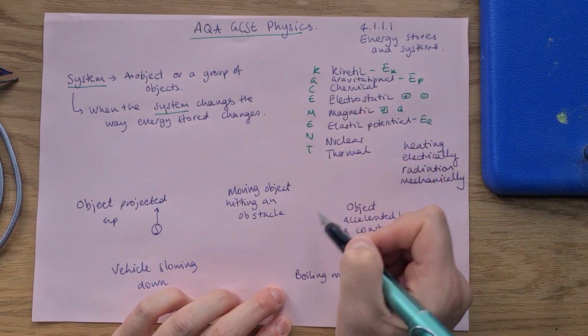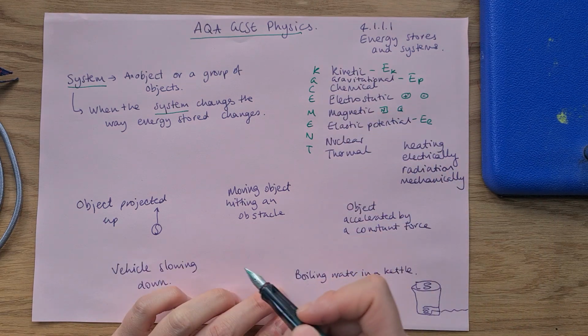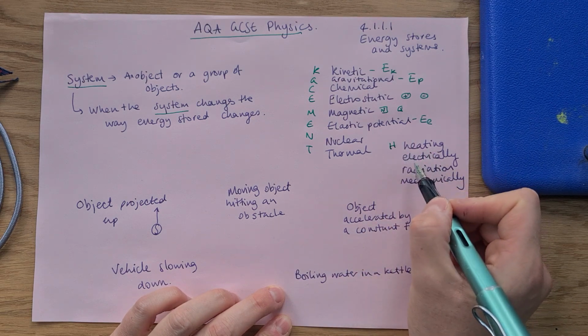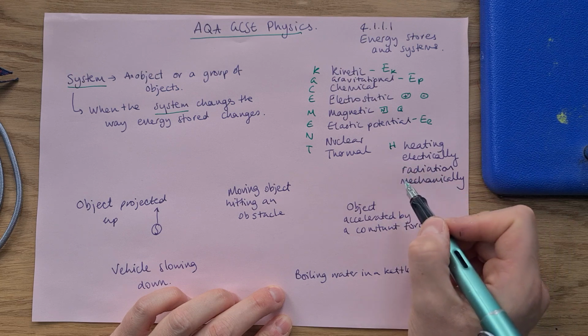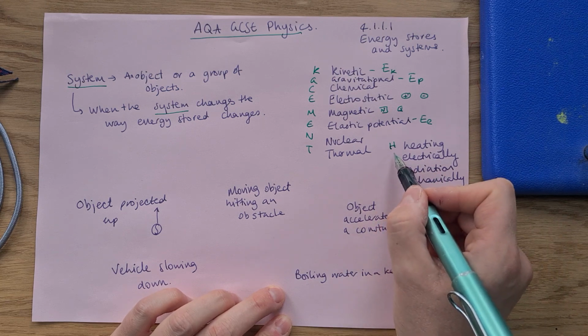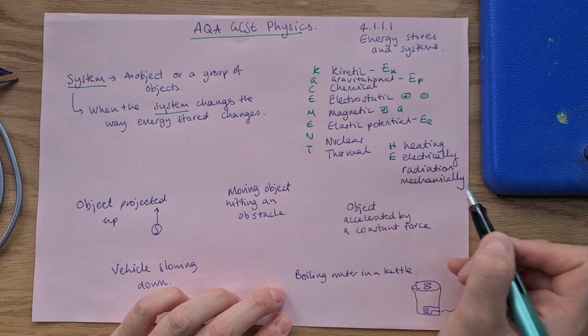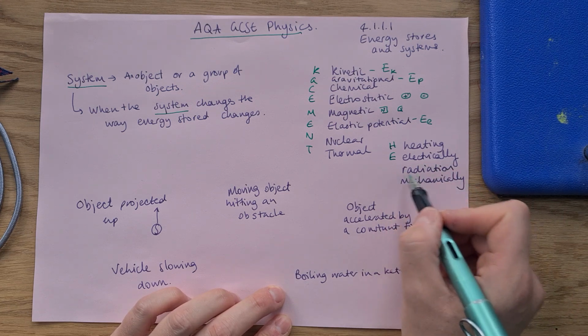Now, those are the 8 types of energy. There are 4 ways that energy can be transferred from one form to another. From heating, just changing the temperature, heating something up, putting something in something hot or cold. Electrically, so most commonly we'll transfer energy electrically to appliances to get them to change energy.